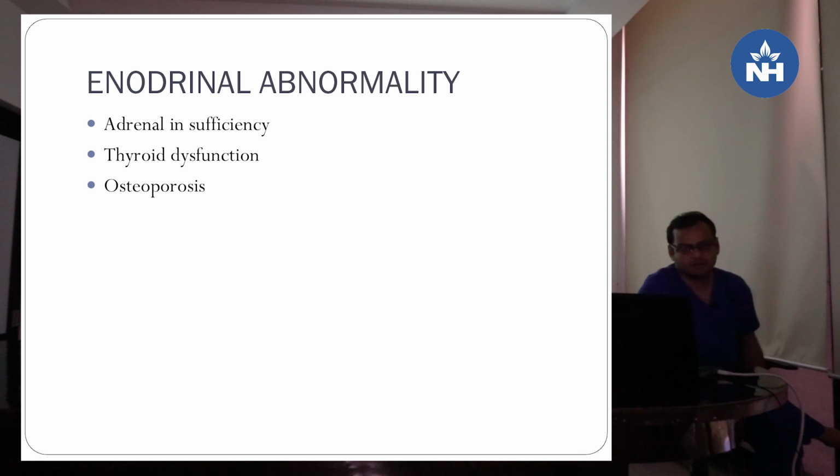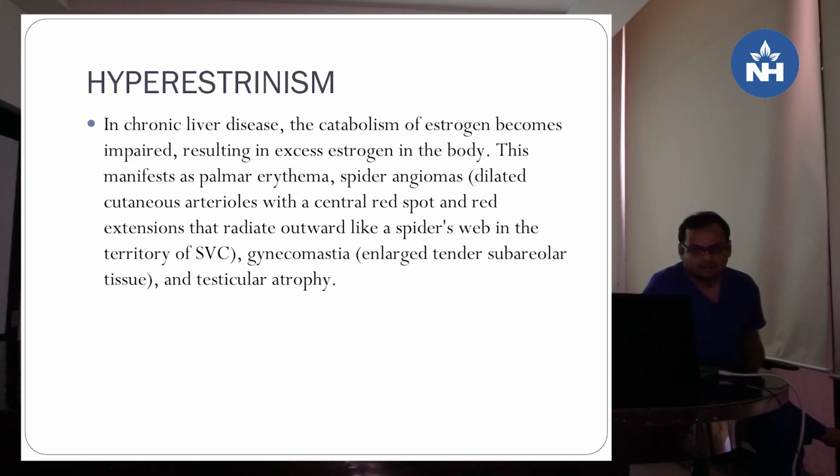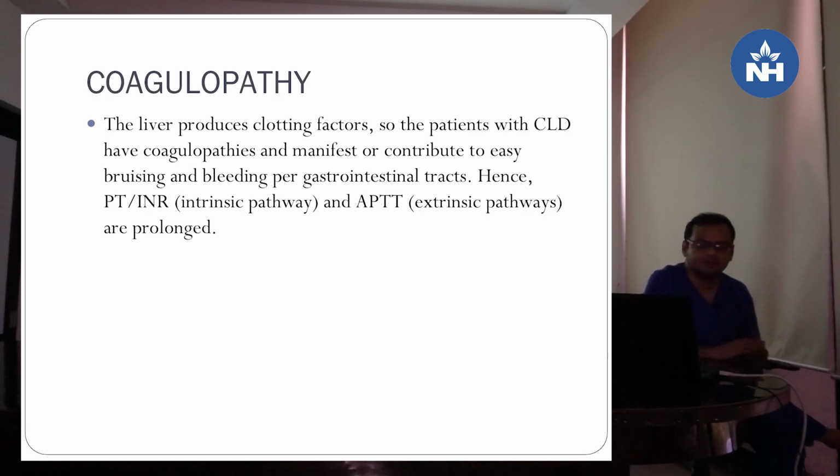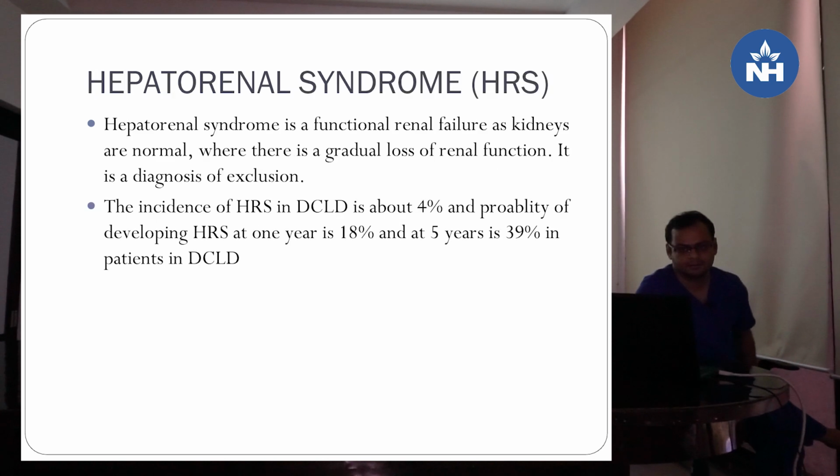Endocrine abnormalities occur in the form of adrenal insufficiency, thyroid dysfunction and osteoporosis. In chronic liver disease, catabolism of estrogen becomes impaired, resulting in excess estrogen in the body. This leads to palmar erythema, spider nevi, gynecomastia and testicular atrophy. Coagulopathy: as we know, splenomegaly and liver function are both hampered, so there is a low platelet count and altered PT, INR and APTT. Both intrinsic and extrinsic pathways may be prolonged, and chances of bleeding may be present.